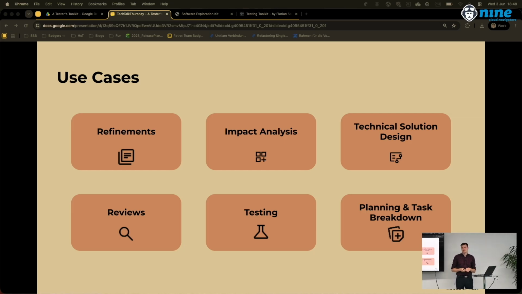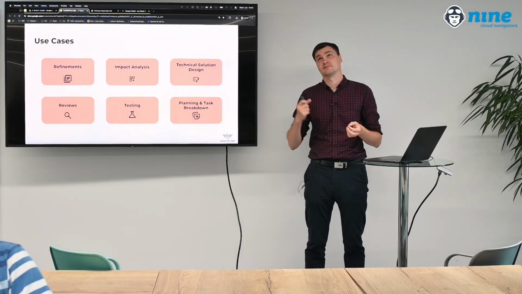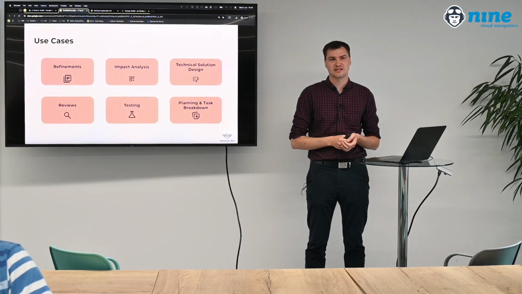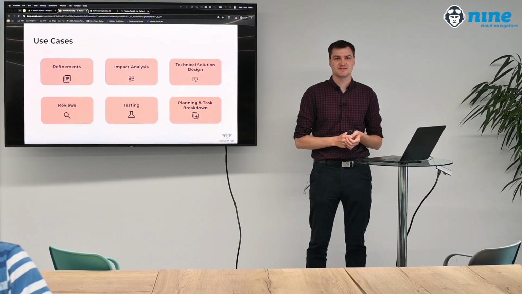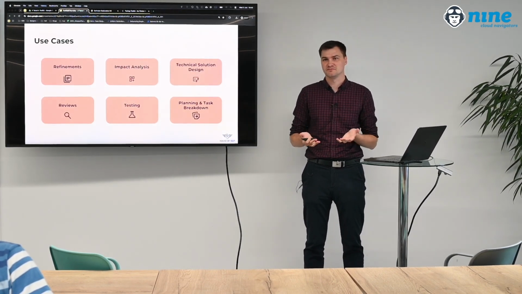Technical solution designs like diagrams and flows, data flows. Reviews, any kind of reviews. If you review the work of somebody else, you can use the questionnaire that helps you with the review and come up with good ideas and critical questions. Testing, like coming up with new test ideas, and planning and task breakdown, like think critically about the plan you are making. I mean, plans always change because something unexpected happens, and that's okay. But if you take your time to make a plan, then make it worthwhile.